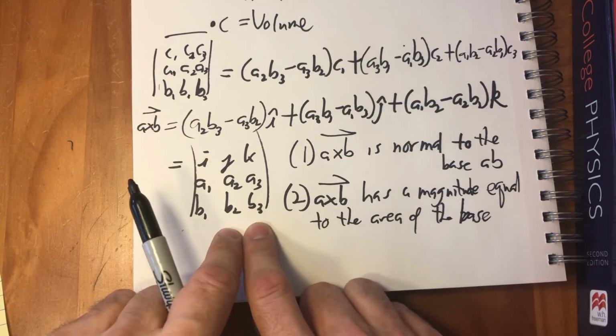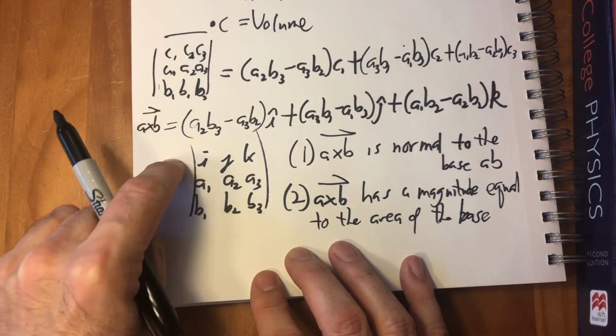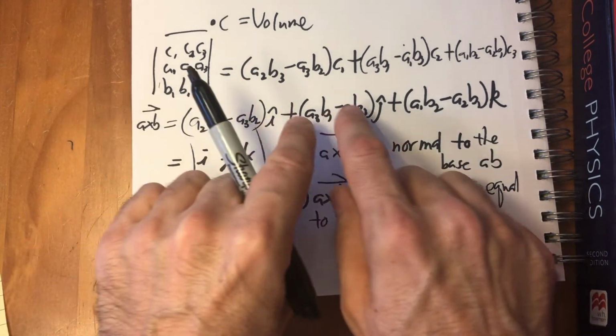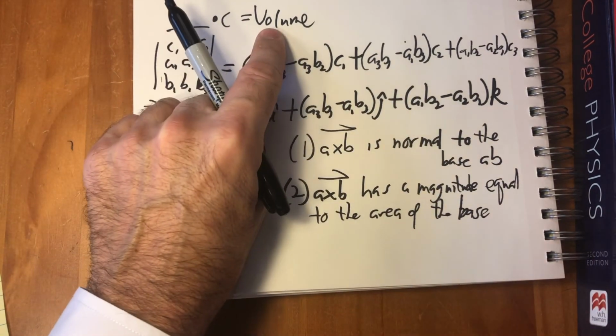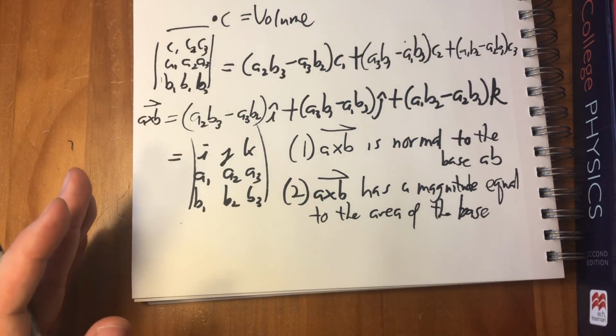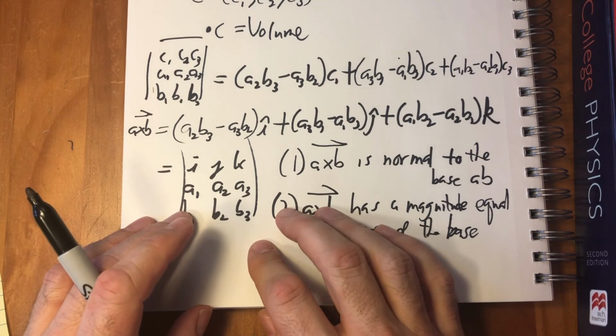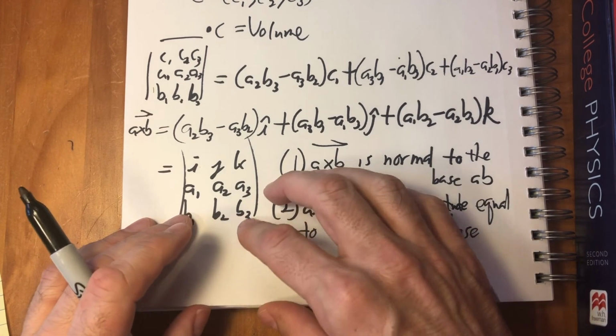Because then we end up with this, and then we can see this is the cross product, right? With i, j, and k, and you take the determinant of this thing, and you end up with this, which times the c will be the volume. But we need to show that it's normal, and that it has a magnitude equal to the area.